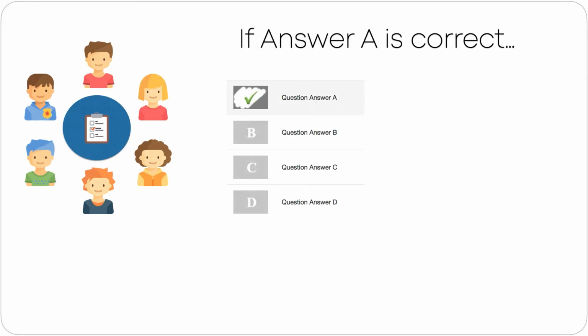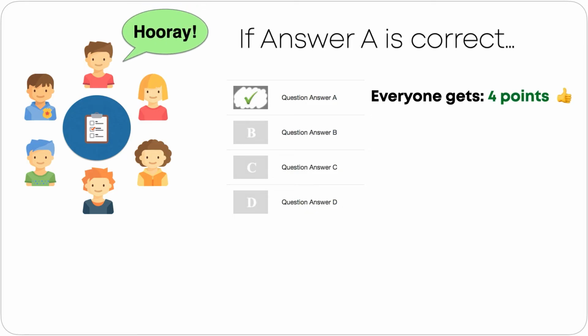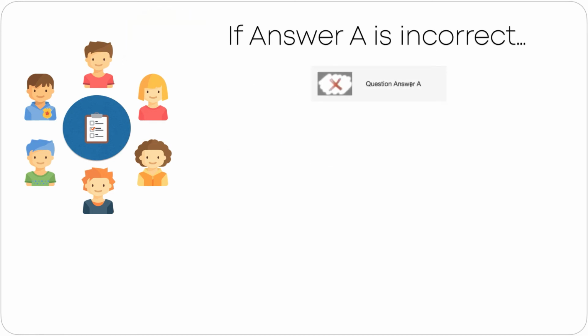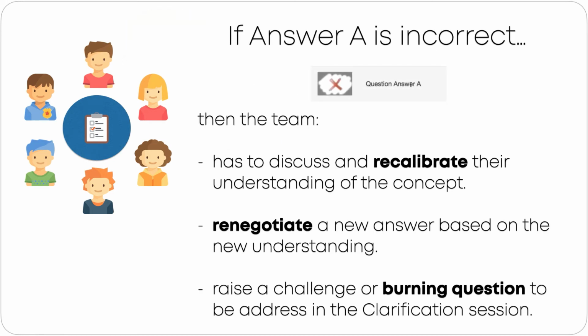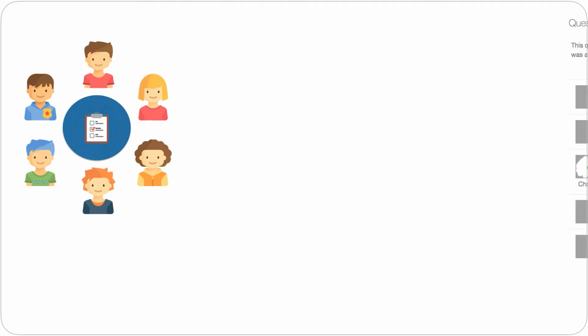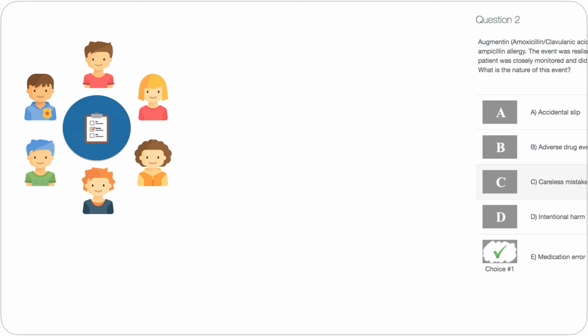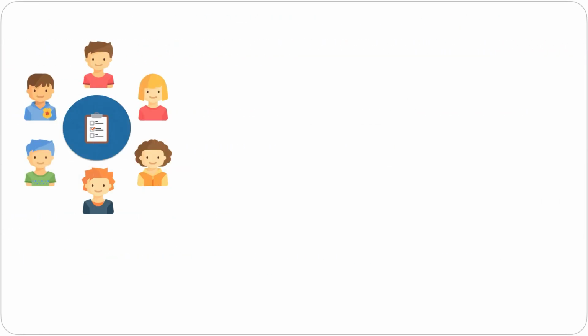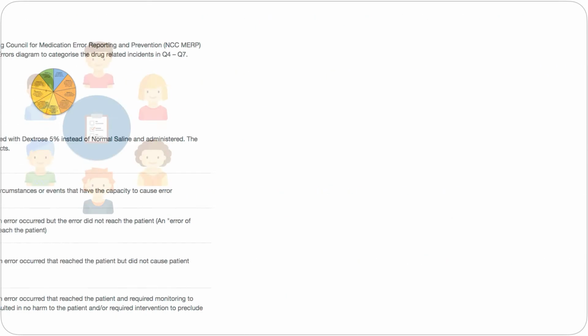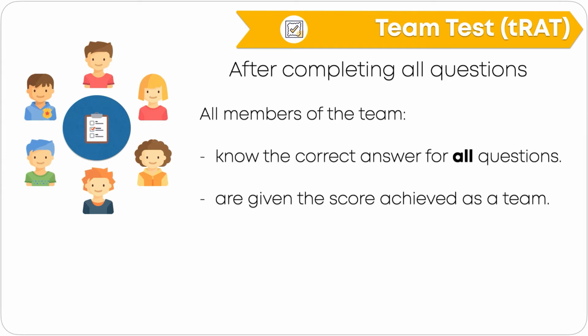If the answer's correct, then usually a loud cheer can be heard. If it's incorrect, then the team will need to reconvene their ideas, recalibrate their understanding, and select the next appropriate answer. The team moves through all the questions until the end of the test. By the end of the test, all students should know what all the correct answers are for all the questions.